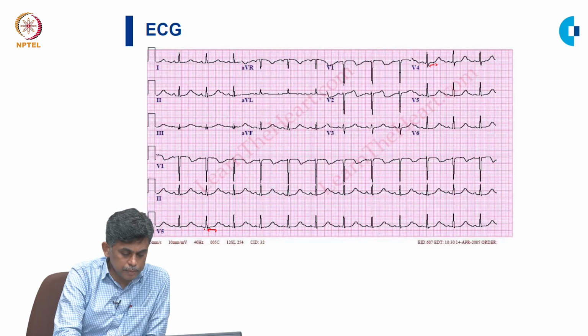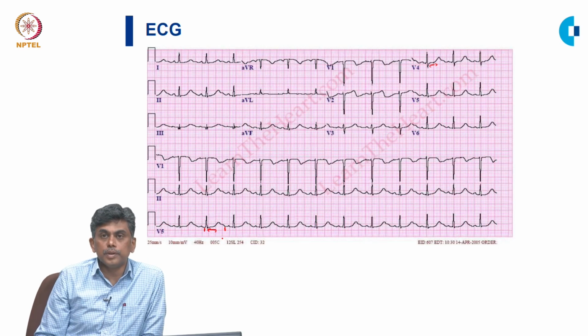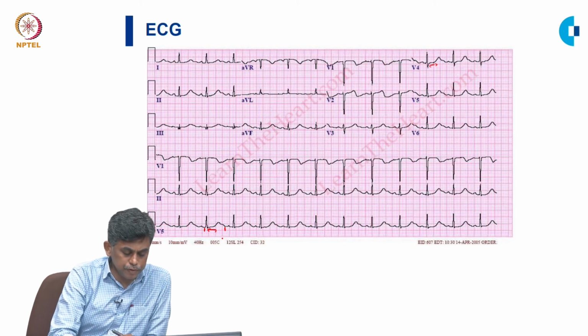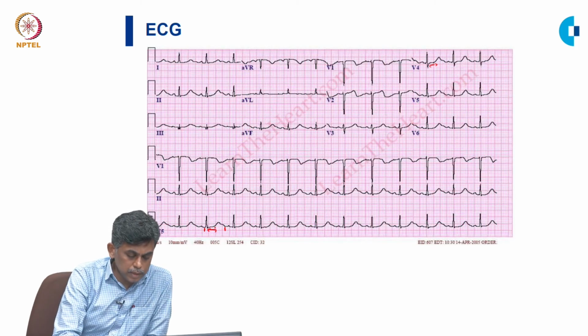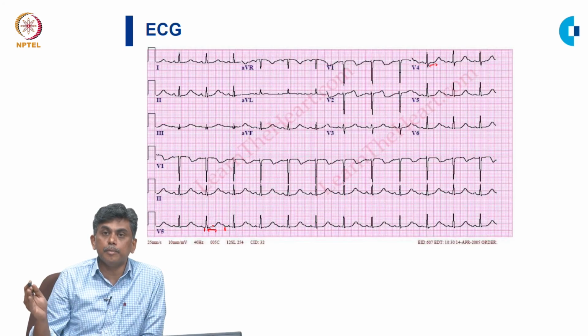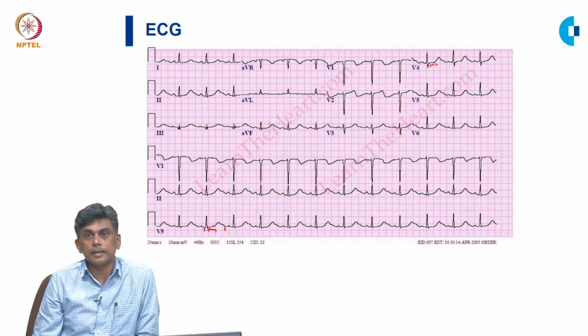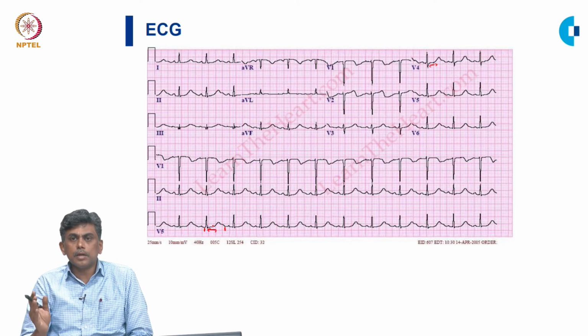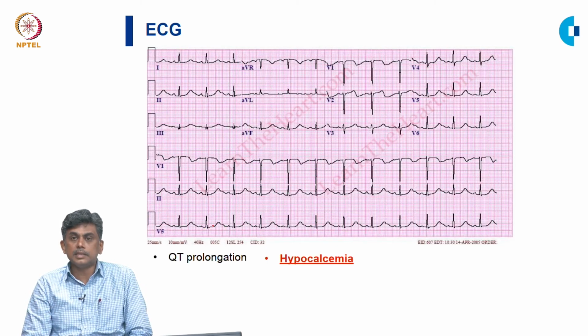QT interval is from the start of the Q wave to the end of the T wave. So normal, I told you, is around 440 milliseconds. Now if you see this, one large square is 200 milliseconds, second is 400 milliseconds, this comes around 2, this comes around 2. So it's more than 480 or 500 milliseconds. So what is the problem here? ST segment prolonged, QT interval prolonged, and therefore the diagnosis is hypocalcemia.